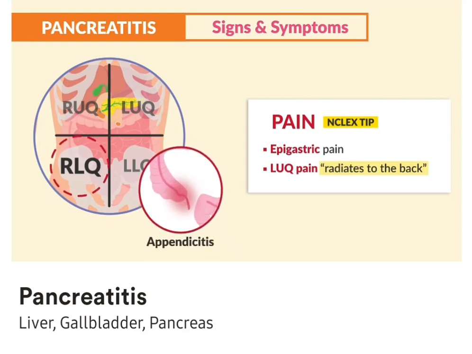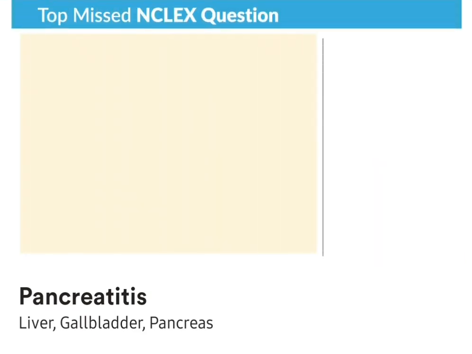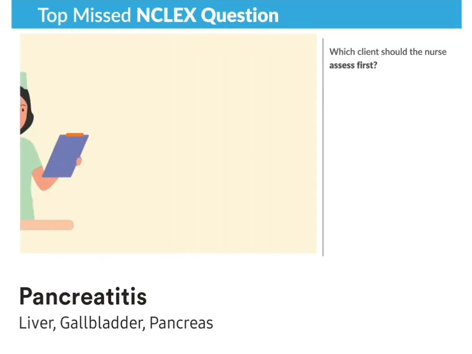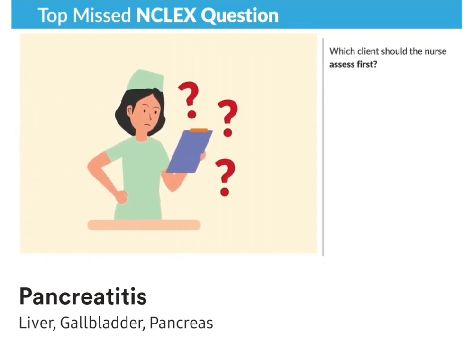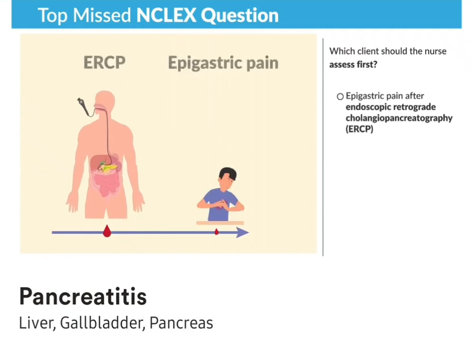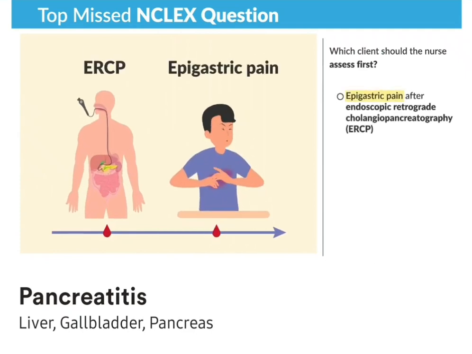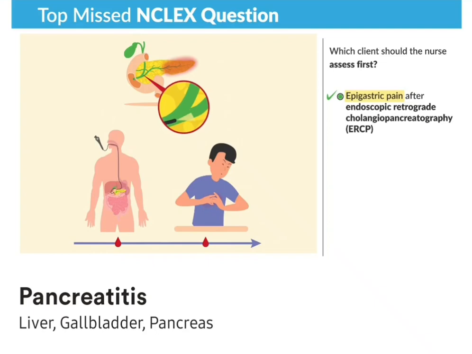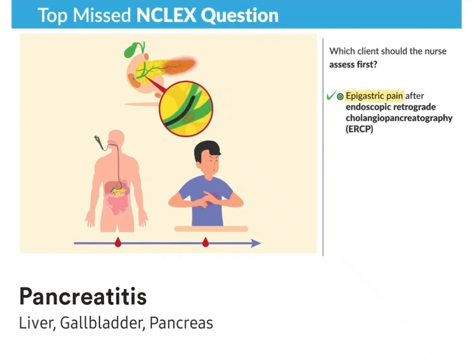And it's not right lower quadrant pain with rebound tenderness. That's typical of appendicitis. So a top missed NCLEX question states which client should the nurse see first? And it's a client with epigastric pain after an ERCP. Yes, just think of the double E's here. Epigastric pain from an ERCP can erupt the pancreas, causing pancreatitis.